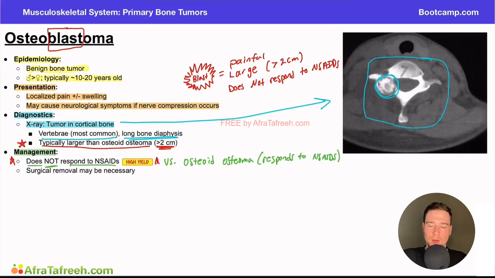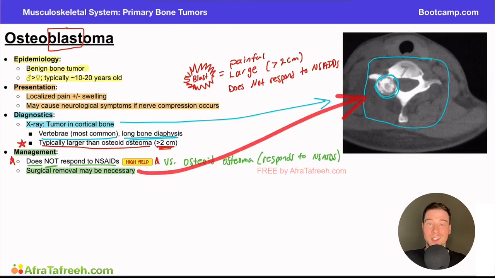Now, as we said with previous bone tumors as well, the same rules apply. Surgical removal may be necessary if indicated for these patients, but this is a benign bone tumor in general, so that's not always necessary. What would be an indication for surgery? We'll think about it like this. If the patient is having a very large bone tumor that's causing neurological compression on the spinal cord, this can be an indication for surgical intervention.